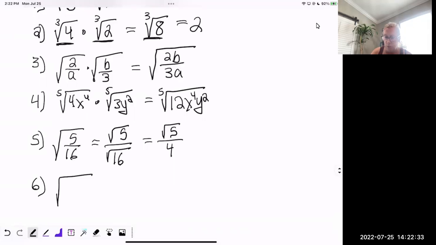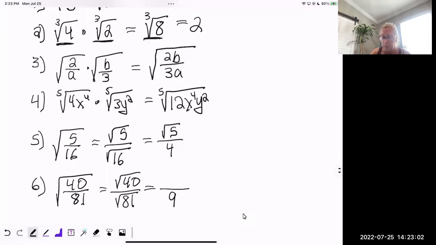Six, square root of 40 over 81. Again, I can't simplify that fraction, but I'm going to break it apart and see what I can do. And you'll see what's going to happen if you don't see it already. So I'm going to break it apart, square root of 40 over the square root of 81. So 2 things are going to happen. First, the denominator is a perfect square. 81 is a perfect square, so it's 9.